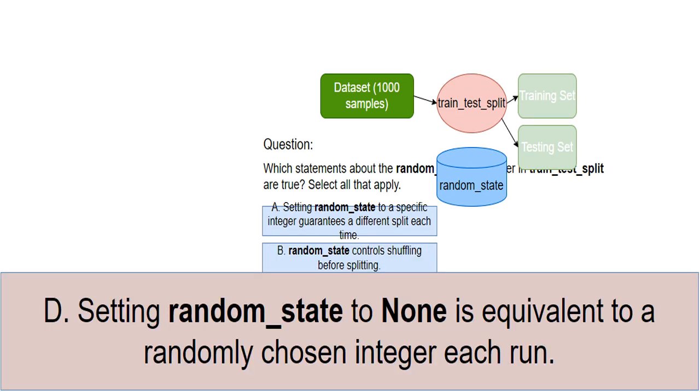Here, we're seeing what happens when "random_state" is set to "none". Does it mean a random integer is selected for each run, making the process inherently different each time?